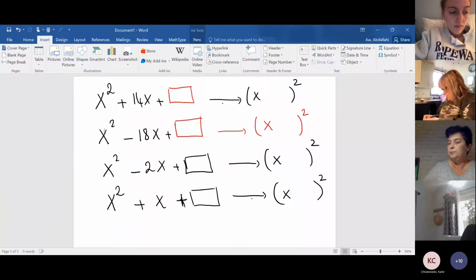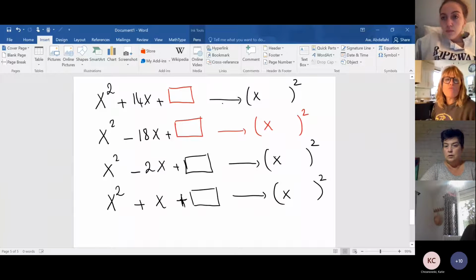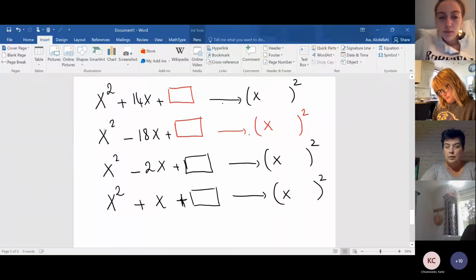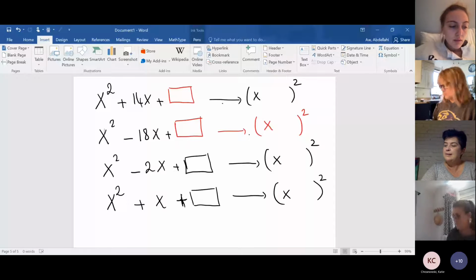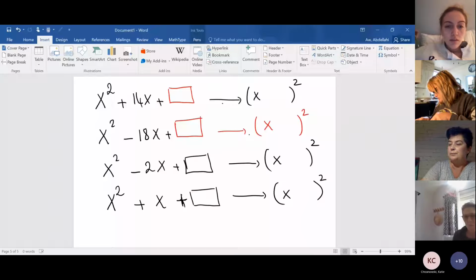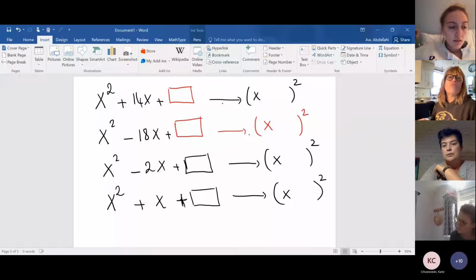All right. So what is the first number to add in the first one, everybody? 7. 7 what? 7 squared. So we take that number and we square it, right? If you just add 7, it would not do it. So we have to add 7 squared, which is 49, right?